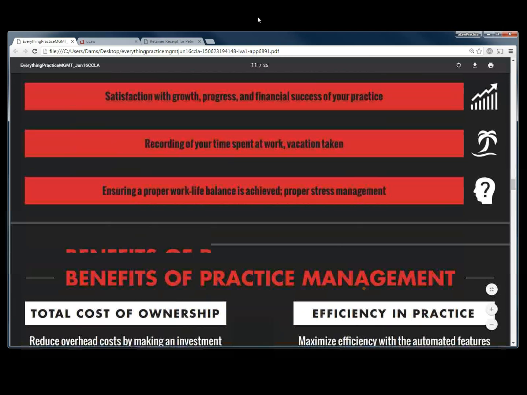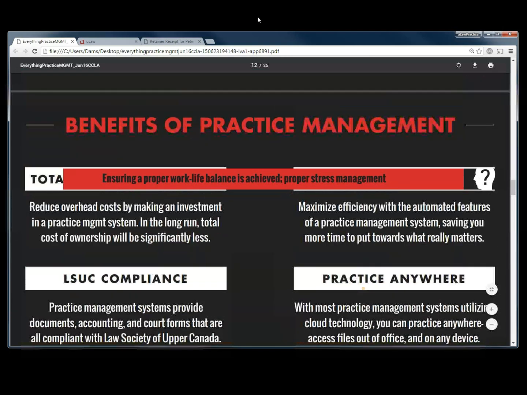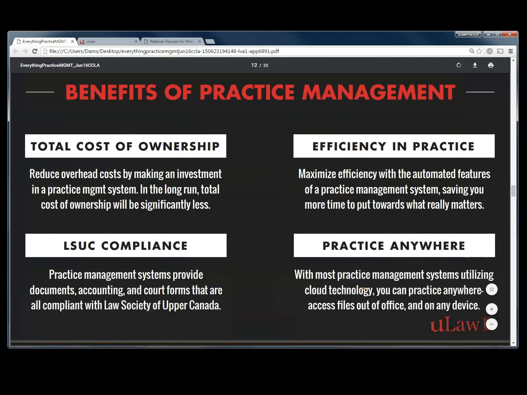Let's now switch gears and see some of the benefits of practice management. The reason why practice management is very important is because it brings in 4 key guidelines. The first one is total cost of ownership. Now, the total cost of ownership is very important because if you are spending a lot of dollars in chunks and they all add up to a large amount, then you're not invested in a proper practice management software.